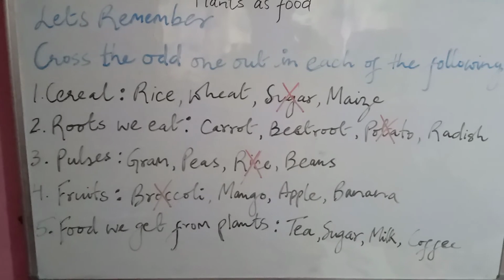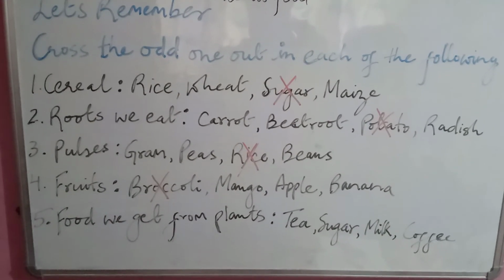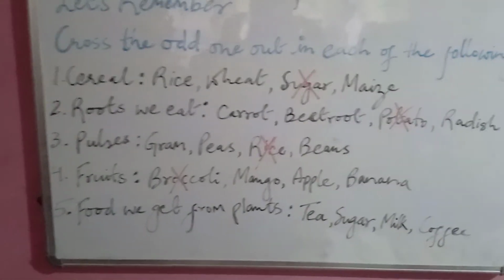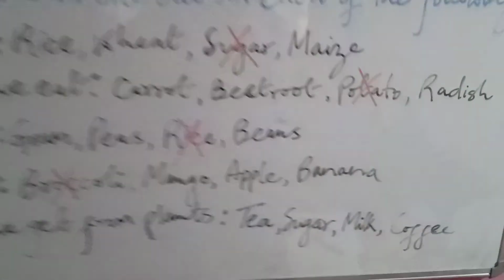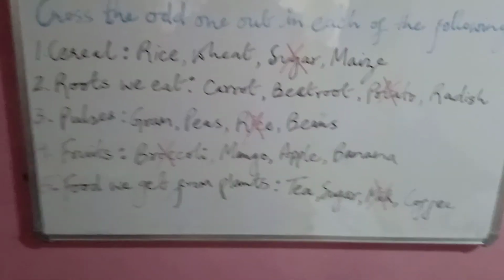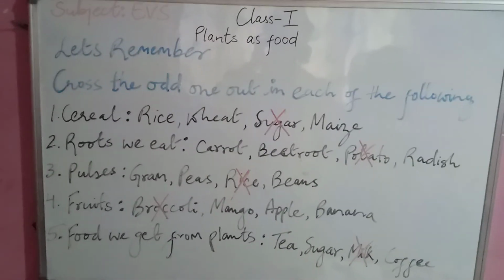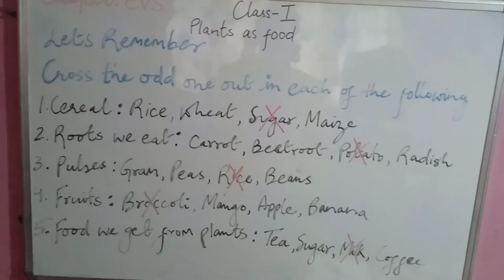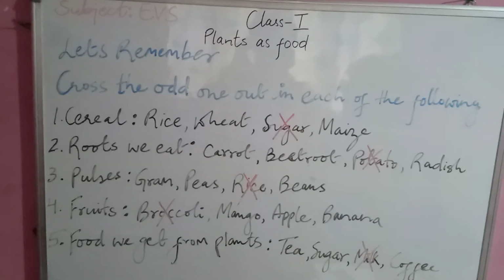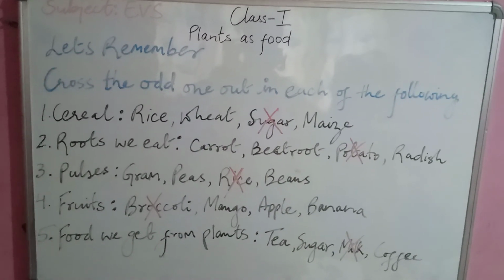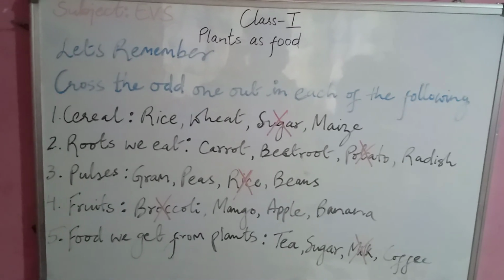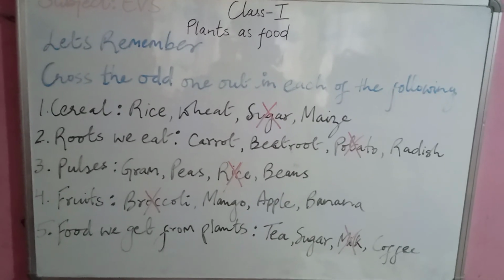And then foods we get from plants are tea, sugar, milk and coffee. We have to cross the odd one. The odd one is milk. Why? Because we get milk from animals, not from plants. So this much for today. We are going to continue with our exercise in the next class. Thank you.